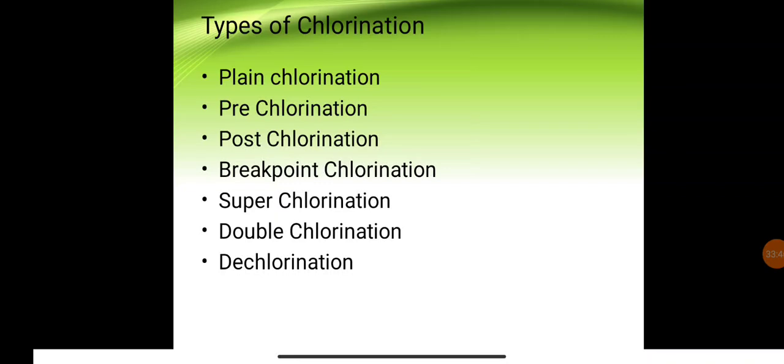That means before filtration, sedimentation or coagulation, we add the chlorine, and after filtration also we add the chlorine. So two times. That means the water is chlorinated twice. So that is called double chlorination.